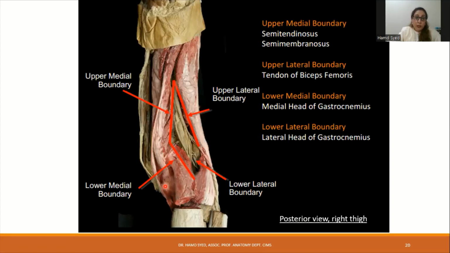Now, looking at all of these muscles together, here they are forming this intermuscular area behind the right knee joint, which is the popliteal fossa. So this is the upper lateral boundary formed by the biceps femoris, the upper medial boundary formed by semitendinosus and semimembranosus, and the lower lateral and lower medial boundaries formed by the two heads of gastrocnemius. And these are the structures now which are present within this popliteal fossa.